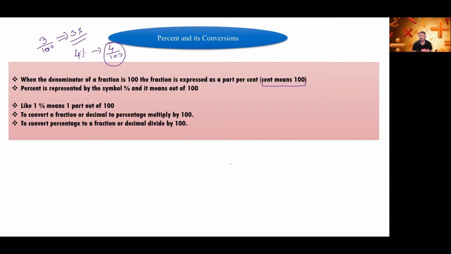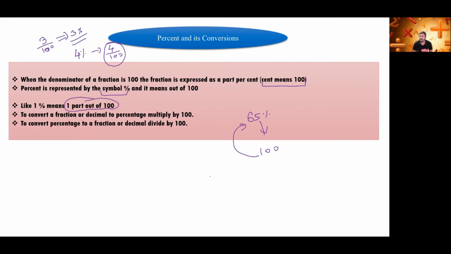Okay, we do the comparison. Percent is represented by the percentage symbol, and it means out of 100. Suppose you got 65%. What it means is that out of 100, you got 65 marks, 65 parts of marks out of 100. Like 1% means 1 part of 100.